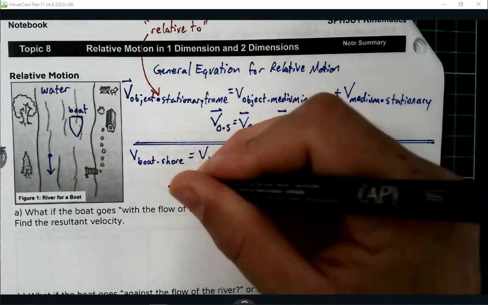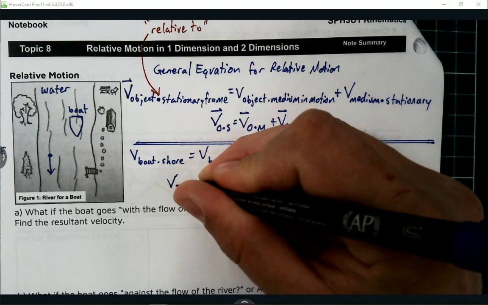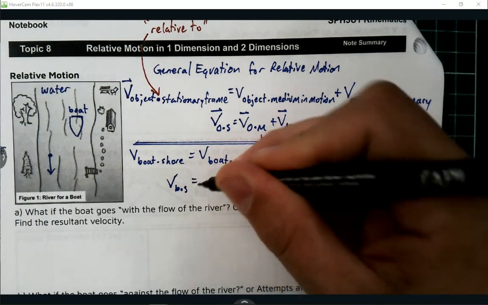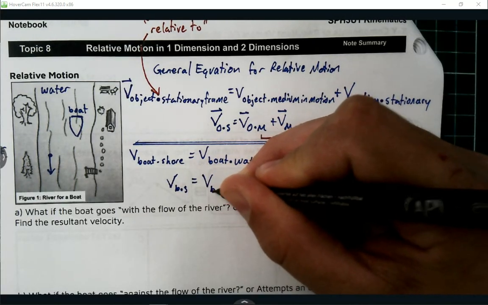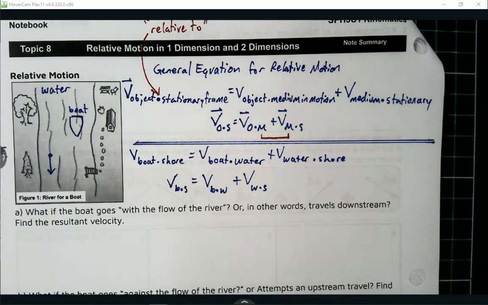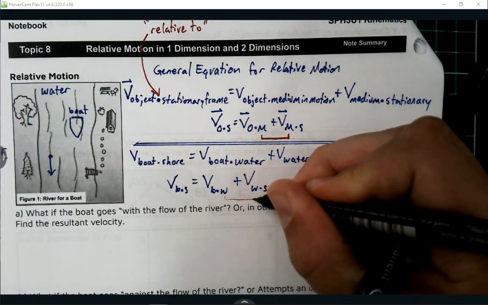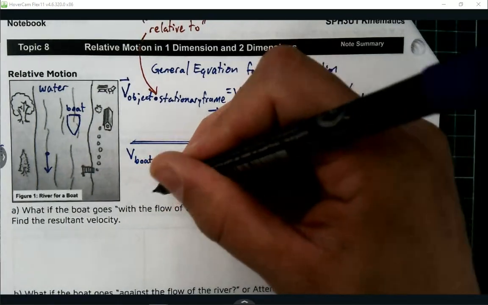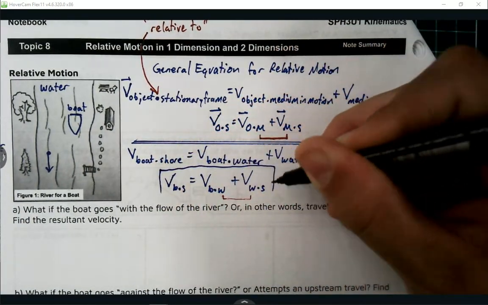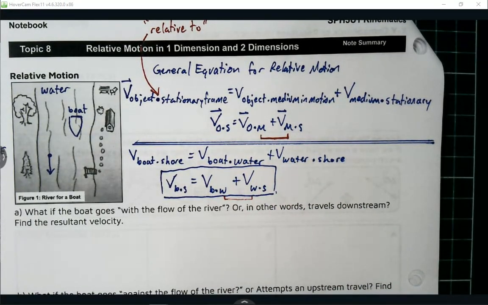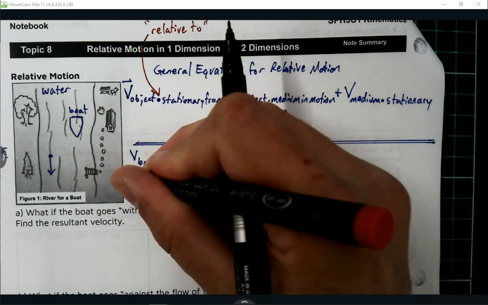Oh, by the way, when people write this out, they write it as V_BS, boat, shore, see? And V_BW plus V_WS. Okay, and again, notice that joiner is still there. The W is the joiner this time instead of the M, but it's still just as valid, okay? Now, we want to put a box around this one, and I just want to give a name to this kind of expression. This kind of expression is called a vector equation.